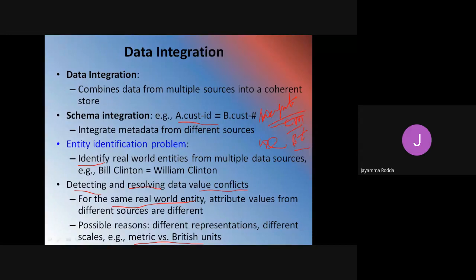This is the problem. Whenever the weight is to be calculated, generally we may be using the metric system, whereas some of the European countries will use British units. They will use British units in order to identify the weight, whereas we will use the metric. So this is the difference we identify when data is integrated from multiple sources. Sometimes the same attribute will be storing different values. This is the biggest problem that has to be resolved. So first you have to identify, then detect, then resolve. This is the biggest task.